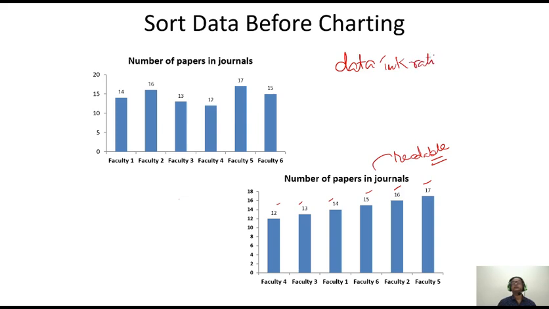Data ink ratio is the number of data points you represent divided by the ink you actually spent in drawing the graph. Say these data points, how many data points? 1, 2, 3, 4, 5, 6. So data points are 6 in number.